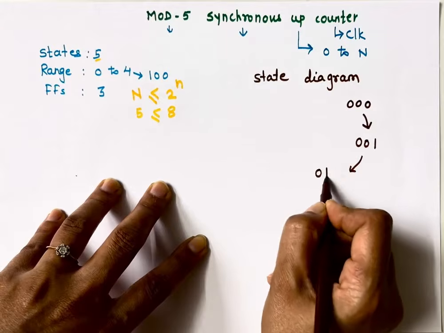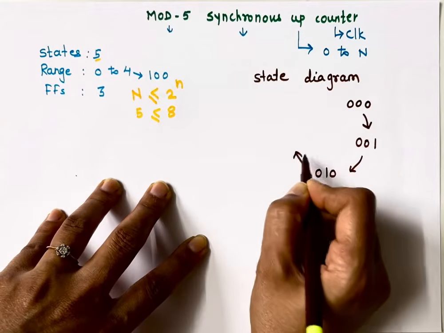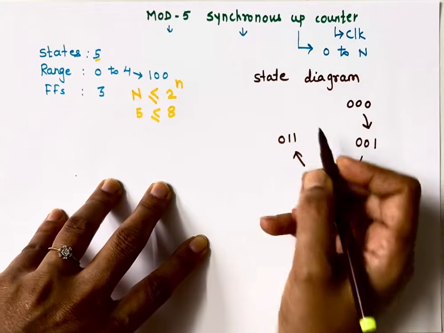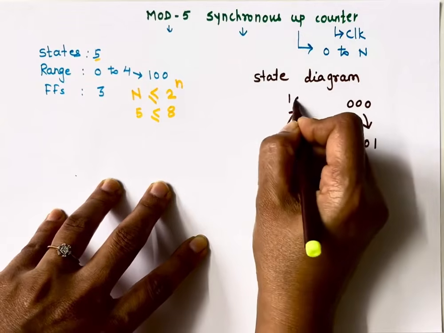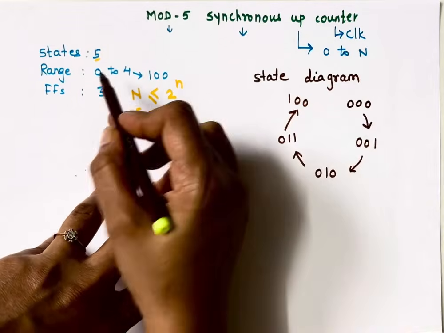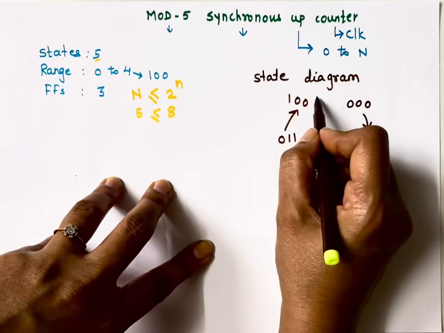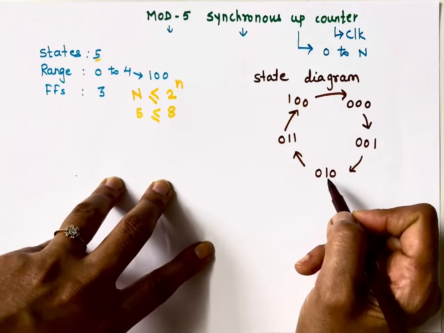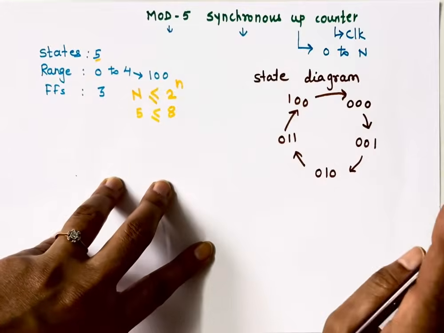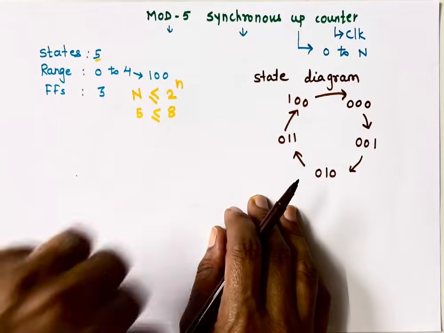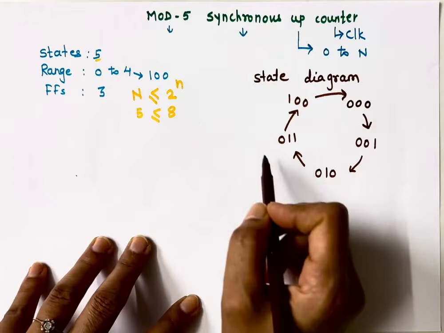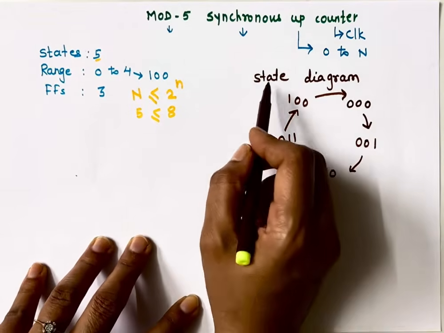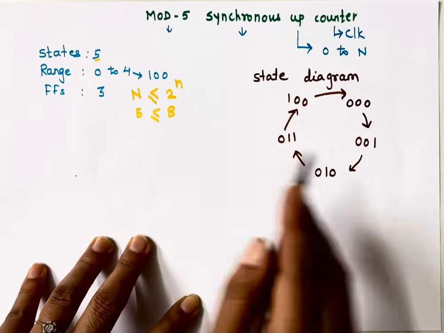After 1, 0, 1, 0, 2 will come. After that, 0, 1, 1, that is 3 will come. After 3, 1, 0, 0, 4 will come. So count is from 0 to 4 only. And after 4, again it will go back to 0, 0, 0. 5 will never come. So this is my state diagram. It means my circuit will rotate through these states only.